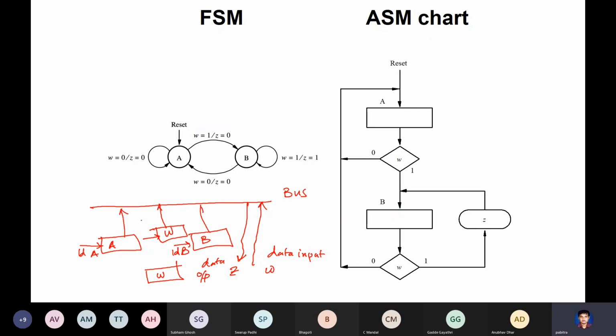Oh no, for A and B, do I need this? No, I don't need connection to the bus. Okay, so what's the control path? How do I design the control path? What will be the sequence of action in terms of the signals load A, load B, or compare W, load W? In terms of that, what will be the control sequence?